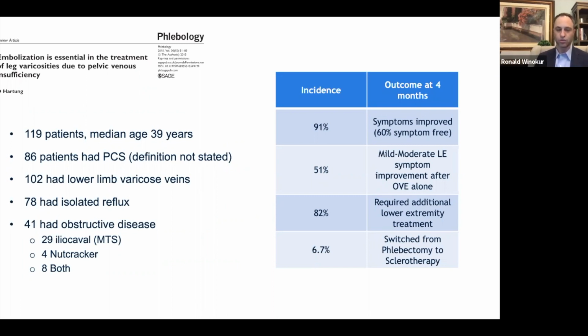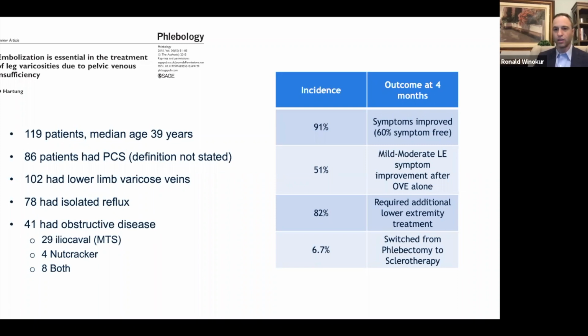And I think this is really interesting. It's a relatively large patient population, 119 patients. 86% had pelvic congestion, although they didn't state what the definition of that is. 102 had lower limb varicose veins.